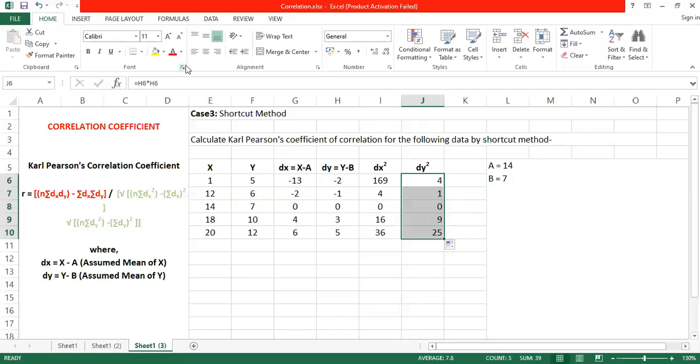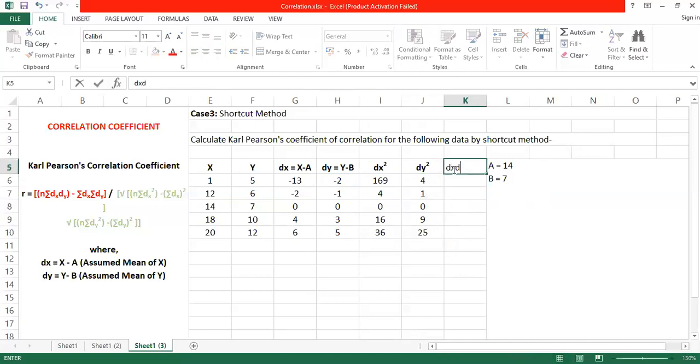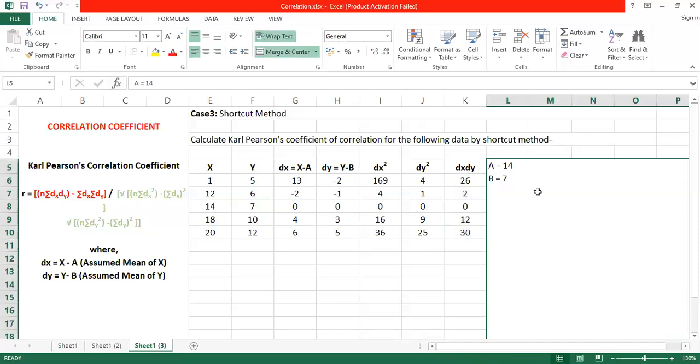One more thing we require, that is dx dy. So here is dx, here is dy. So minus 13 into minus 2, so this is 26. Minus 2 into minus 1, so it is 2. Likewise for all the data. Correct? Now, let us start calculating.